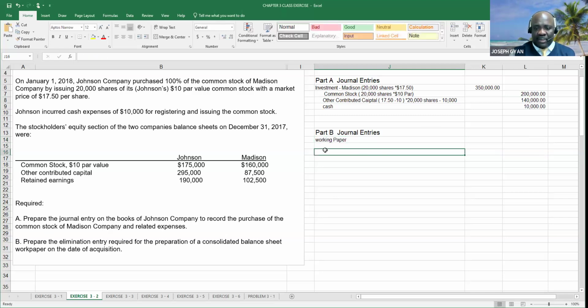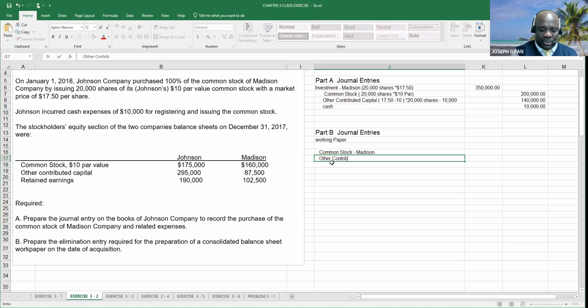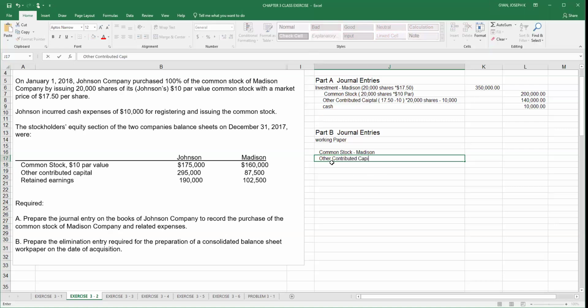One, we are going to eliminate the common stock. We are eliminating the common stock here of Madison Company. We are also eliminating the, what do they have? They have the other contributed capital.